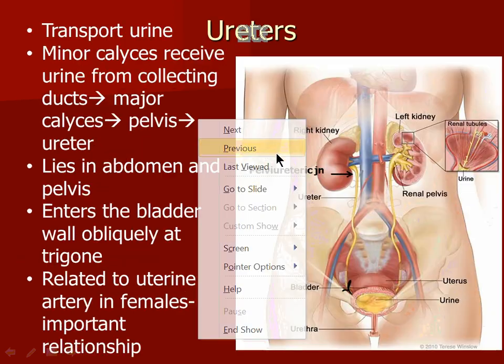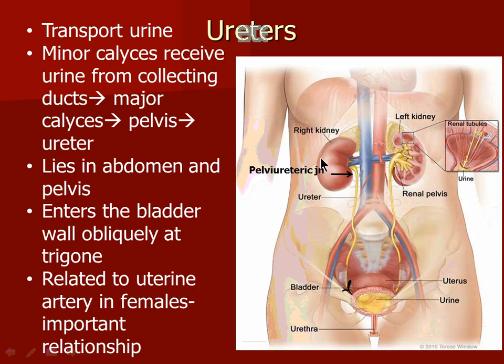Oh, and another thing I wanted to show you here is that where the pelvis joins the ureter, there's a slight narrowing at that point. The area where it's narrowed is known as the pelvi-ureteric junction, or also called the ureteropelvic junction. So it's a narrow area. And this narrowing, sometimes when people have kidney stones, or what are known as renal calculi, those can actually get stuck at that point. Wherever there is a narrowing anywhere, it can get stuck in that area.